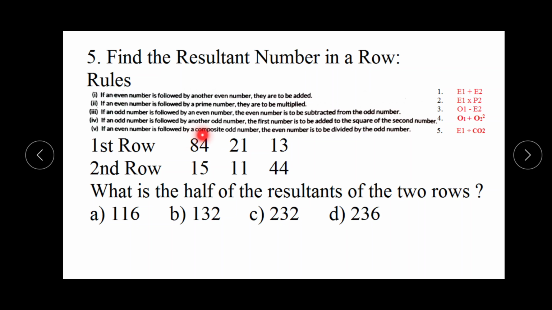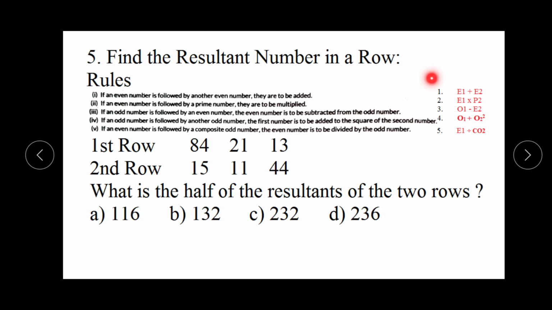The fifth rule: if an even number is followed by a composite odd number, it means the first number is the even number and the second number is the composite odd number. Here we can see that this is the even number and this is the composite odd number. That time the even number is to be divided by the odd number. Then we can write even divided by CO2, it means a composite odd number 2.